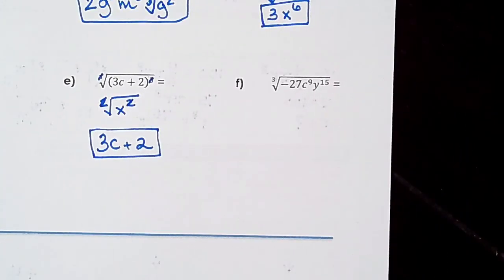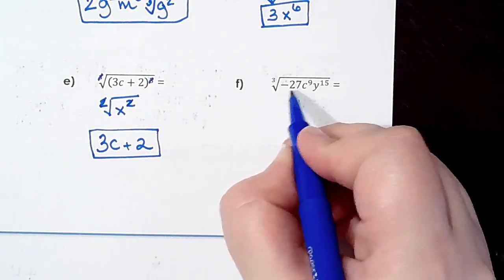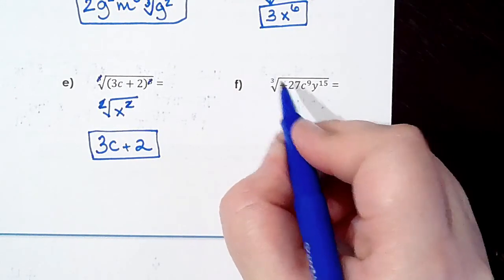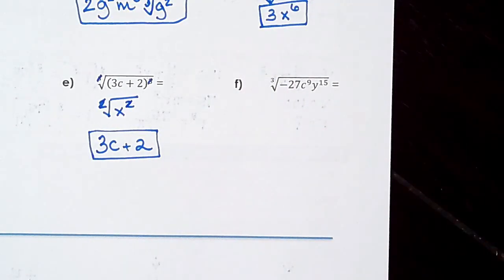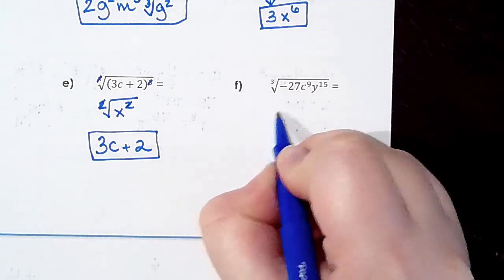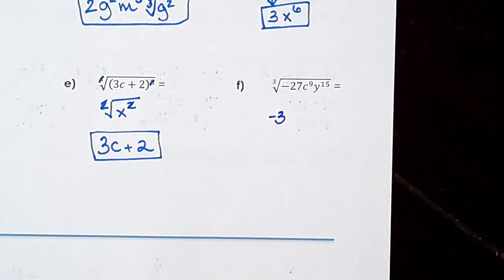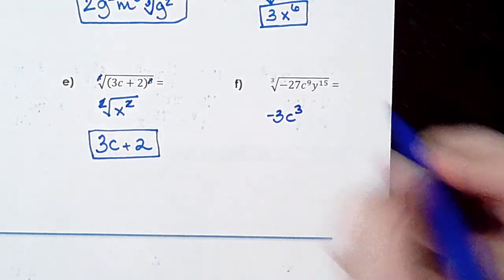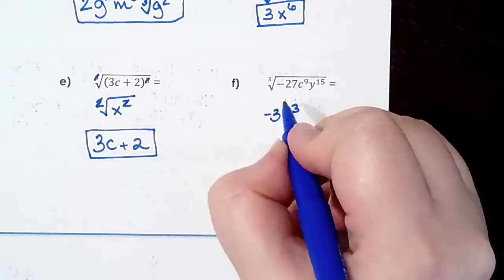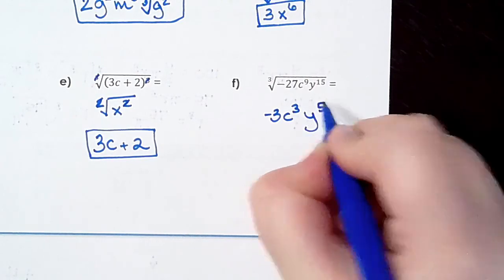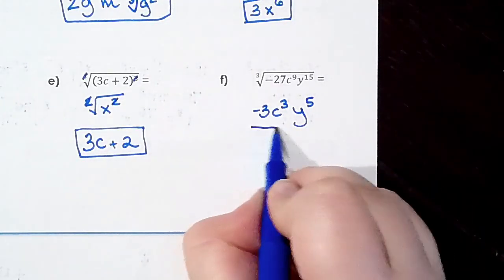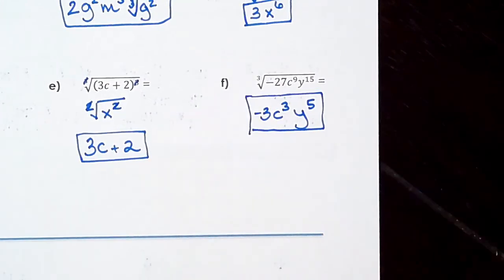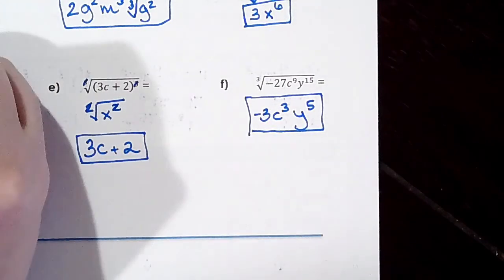All right, last one of this type. Cubed root of negative 27. Remember, negatives are okay with odd numbers, less so with even numbers. What is the cubed root of 27? In this case, it's 3, and it's negative. So that's what comes to the outside. C to the 9th divided by that 3rd is c to the 3rd. Y to the 15th divided by that 3 is y to the 5th. That is the quick and dirty version of it with none of the work shown, but eventually after you practice these enough, you'll start to see those quick methods as well.